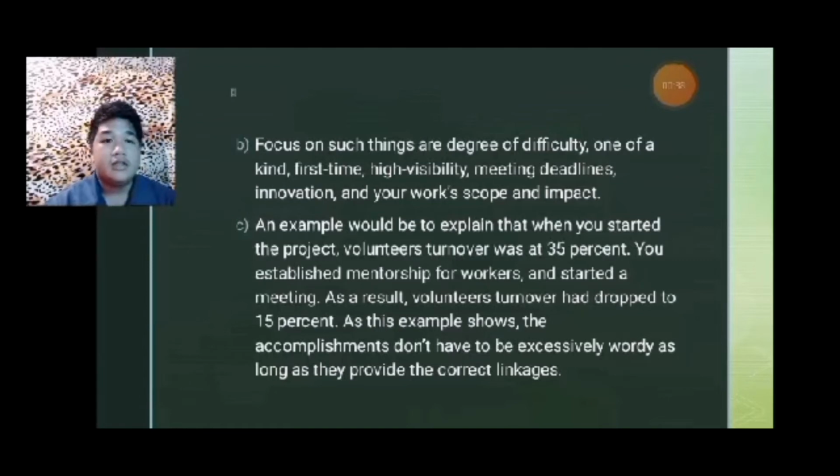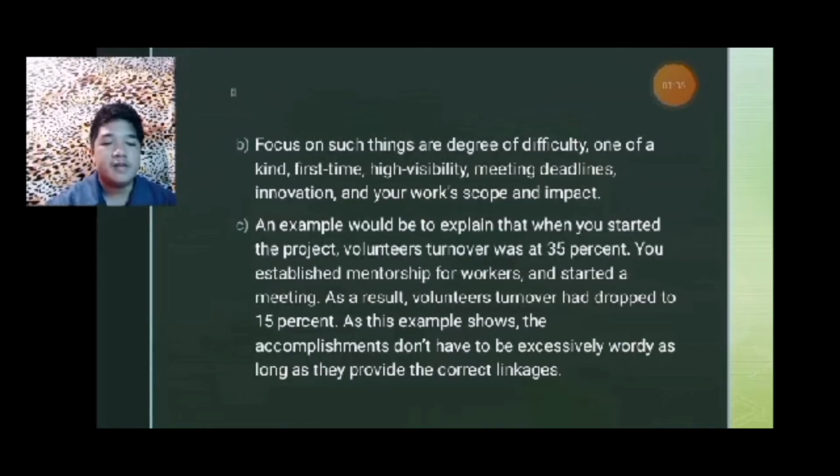35%. You established mentorship for workers and started a meeting. As a result, volunteer turnover had dropped to 15%. As this example shows, the accomplishments don't have to be excessively worthy as long as they provide the correct linkage.